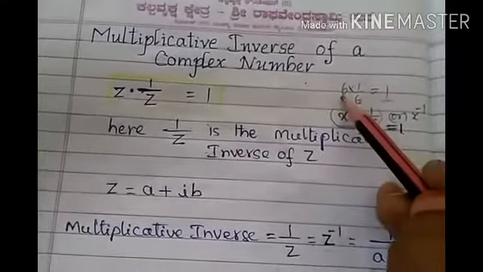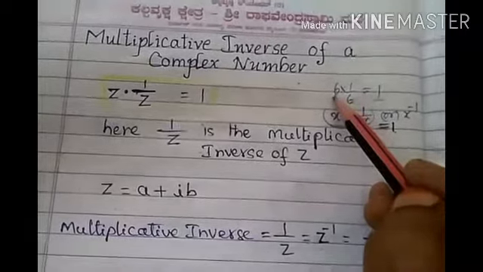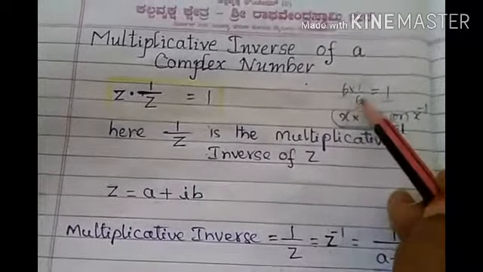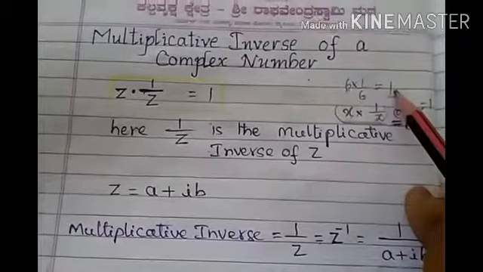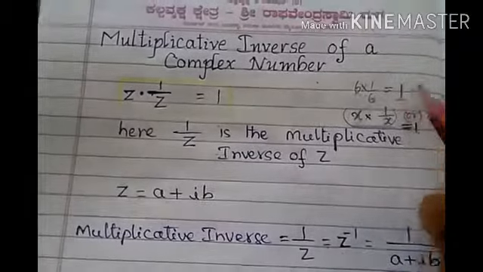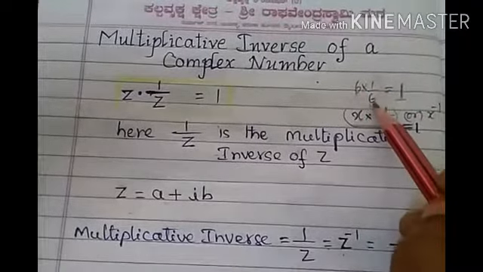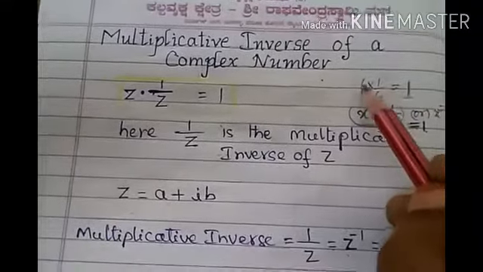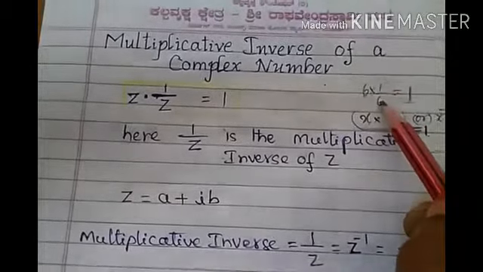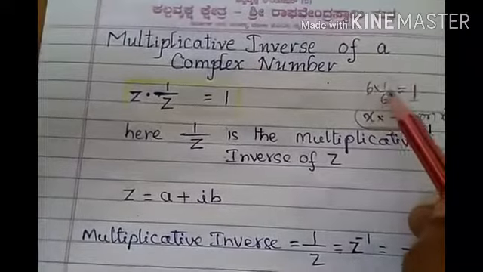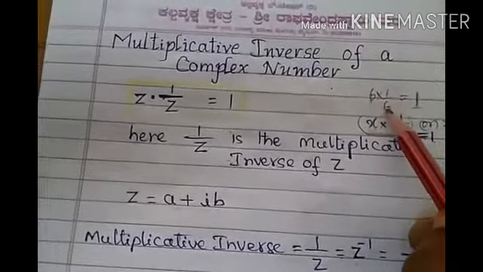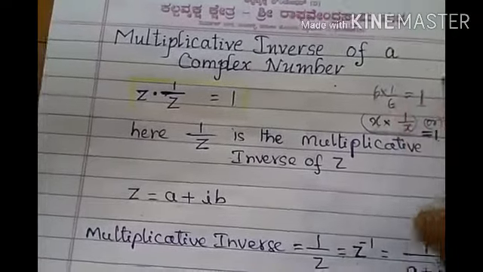For example, let us take 6. The multiplicative inverse of 6 is 1 by 6, since the product of these two numbers gives the multiplicative identity 1. So 1 by 6 is called the multiplicative inverse of 6, and 6 is the multiplicative inverse of 1 by 6. That means 6 and 1 by 6 are multiplicative inverses of each other.